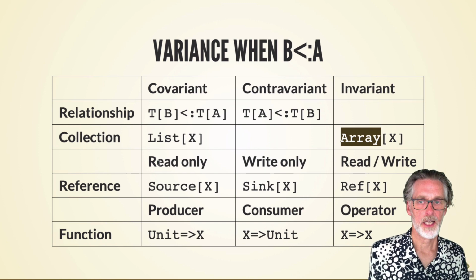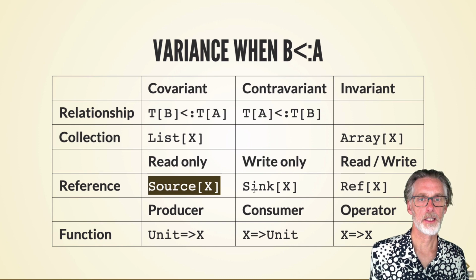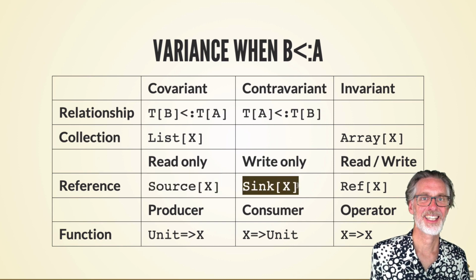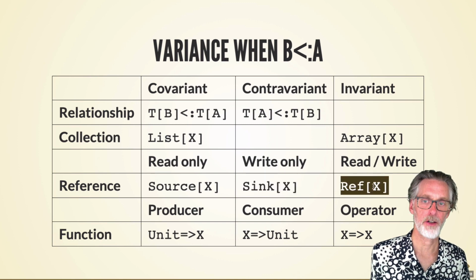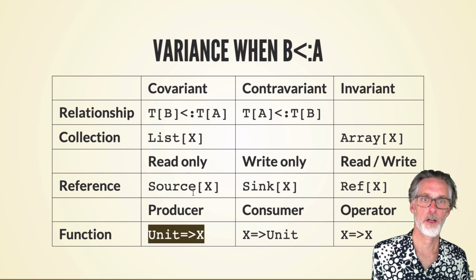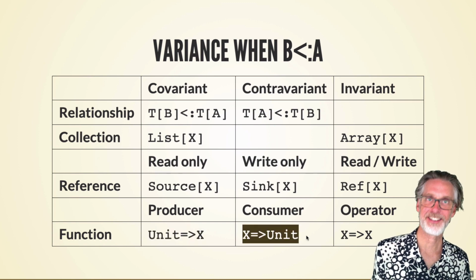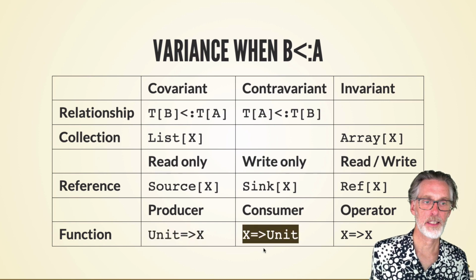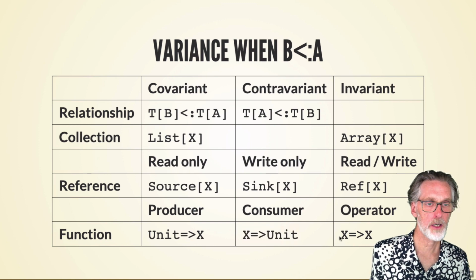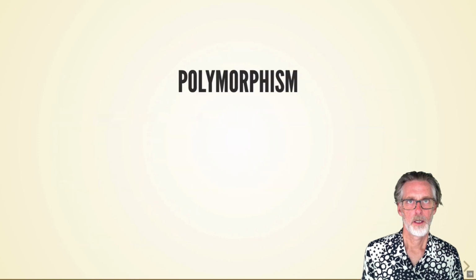Looking at our reference examples, we said that the read-only source was covariant, the write-only sink is contravariant, and the read-write reference is invariant. And with functions, the producing function that gives us x's is covariant. The consumer function that just eats x's is contravariant. And the operator which takes an x and gives me back an x is going to be invariant.